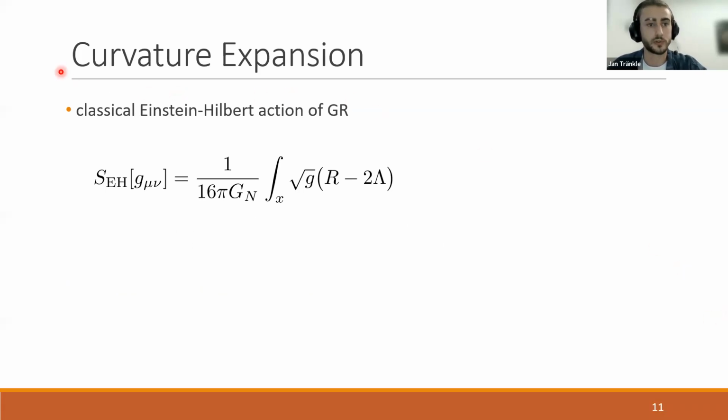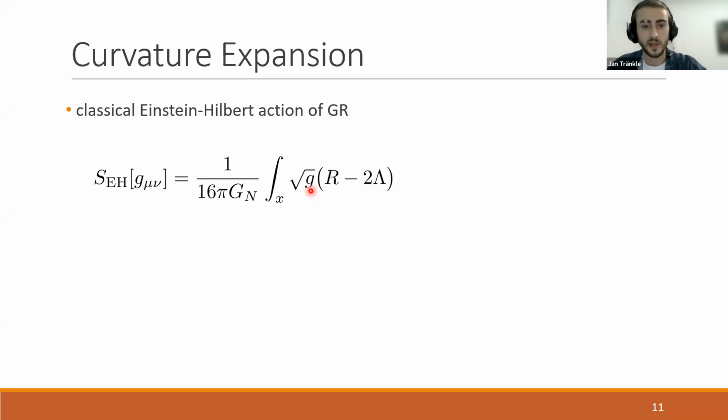So what I want to first show you is the curvature expansion. And here we start from the classical Einstein-Hilbert action of general relativity. And of course, as you know, it looks like this. We have Newton's constant sitting here up front, and we have the Ricci scalar, and if you like to introduce it, also the cosmological constant.